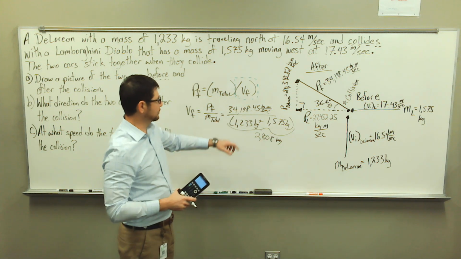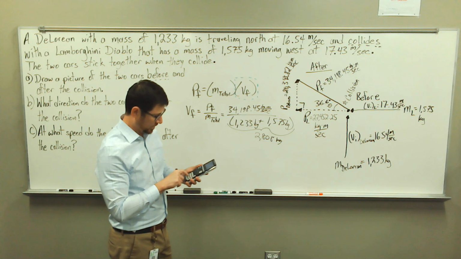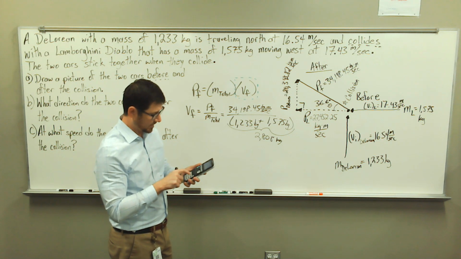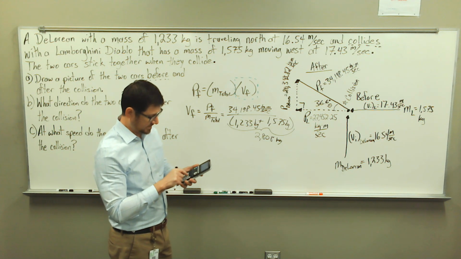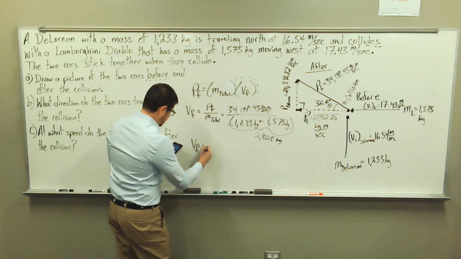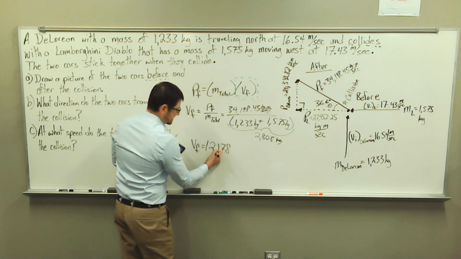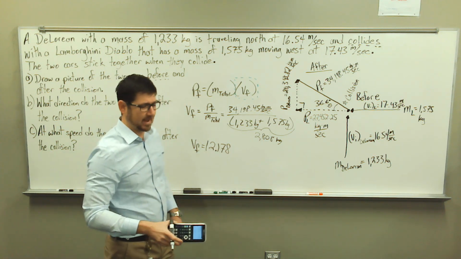So let's talk about the numerical value first. I've got 34,198.45 divided by 2,808. So final velocity is 12.178. Now let's take a look at our unit value.